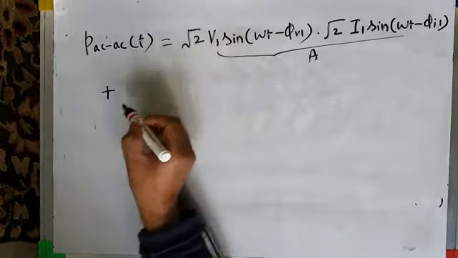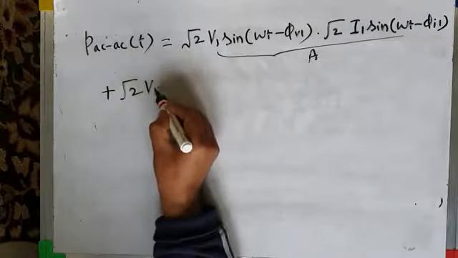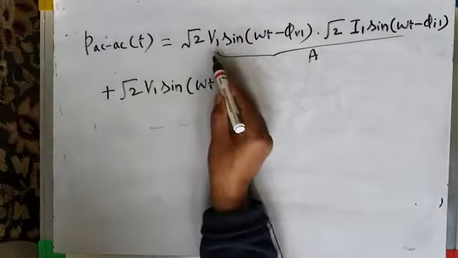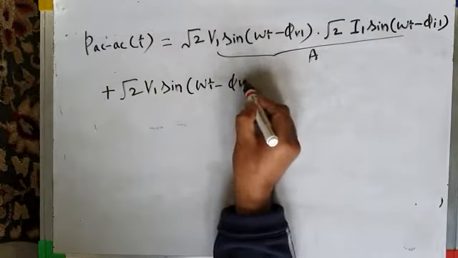Plus, it is also possible that the voltage's fundamental component interacts with a different component of current, like root 2 V1 sine of (omega t minus phi_V1).